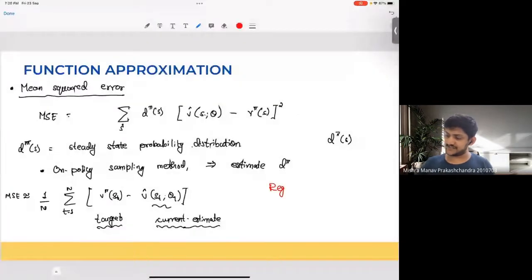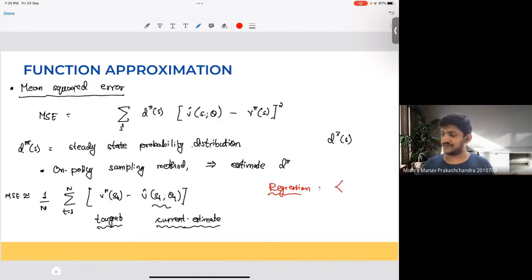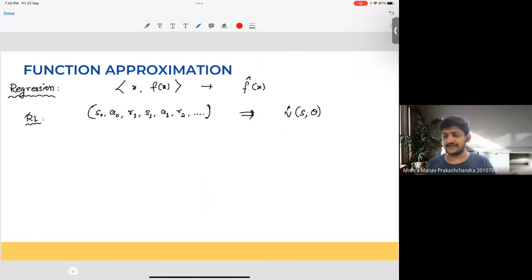So what happens in regression is you have some x and f of x, and you want to approximate some function that models this sort of behavior, right? In regression, you typically have access to your x and f of x, based on which you're trying to approximate a function f hat of x.